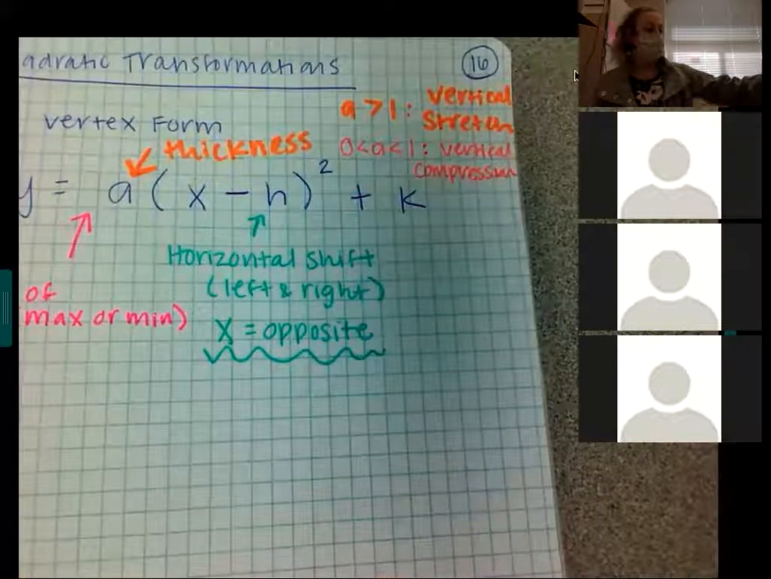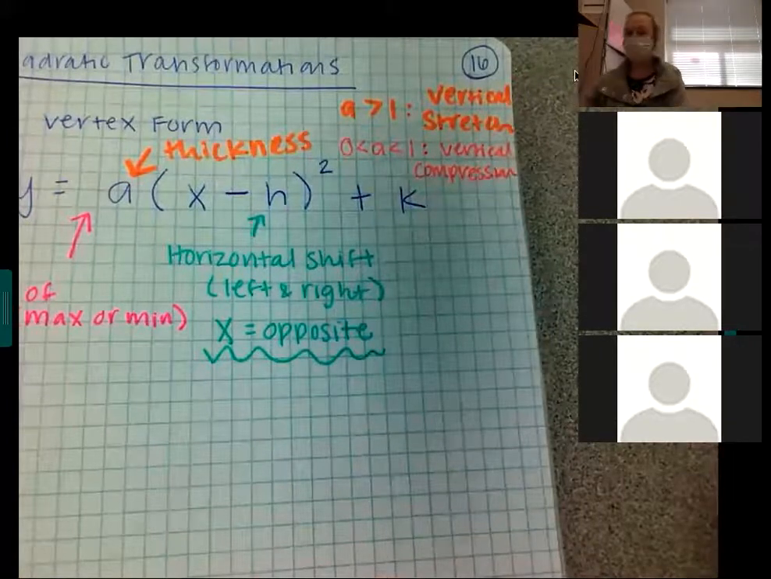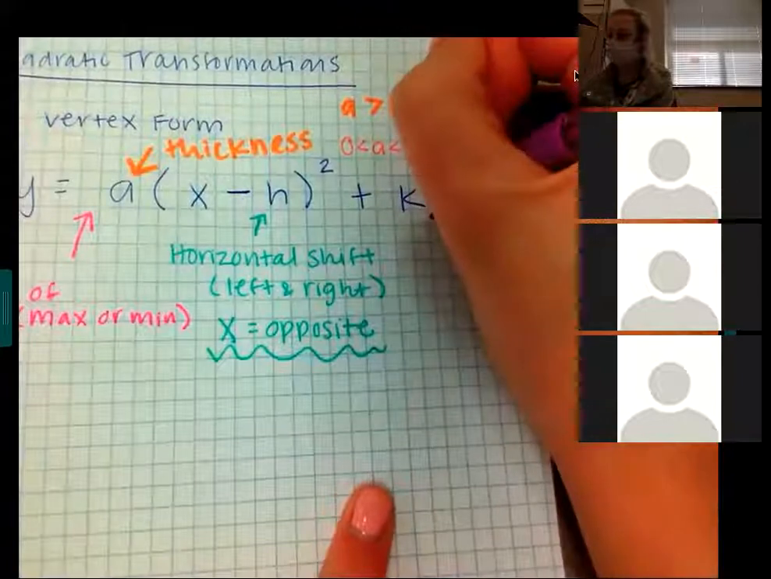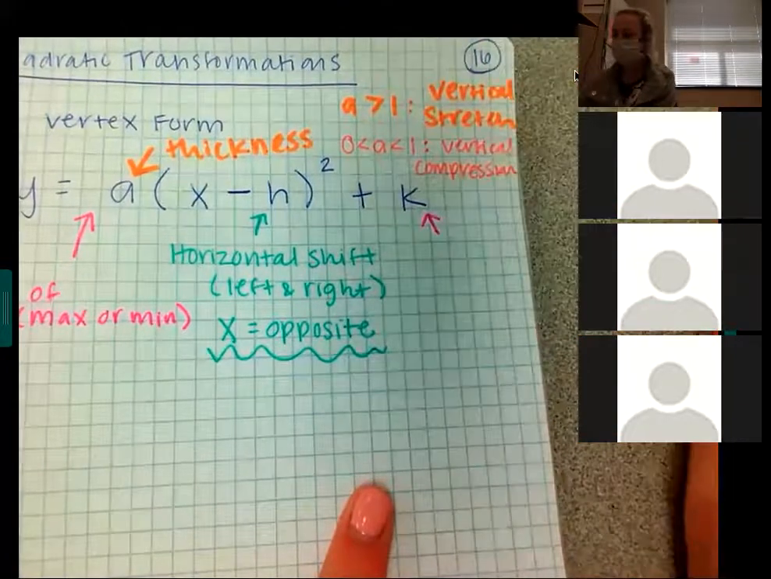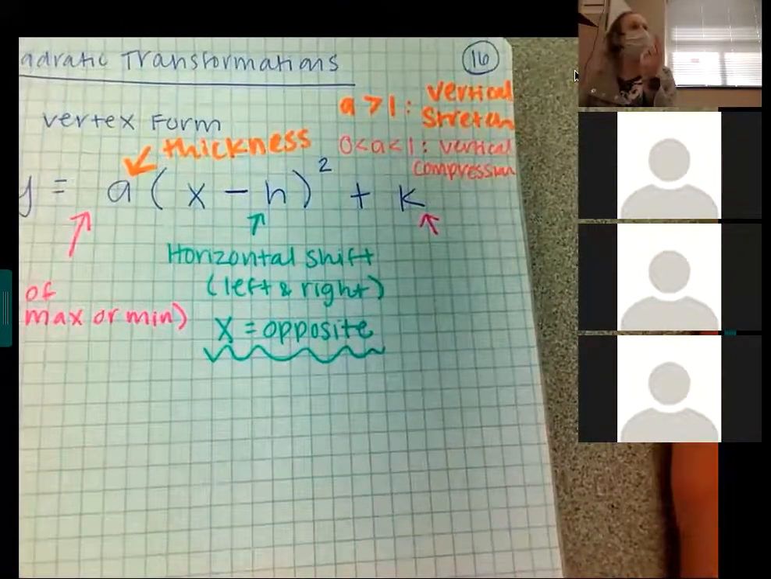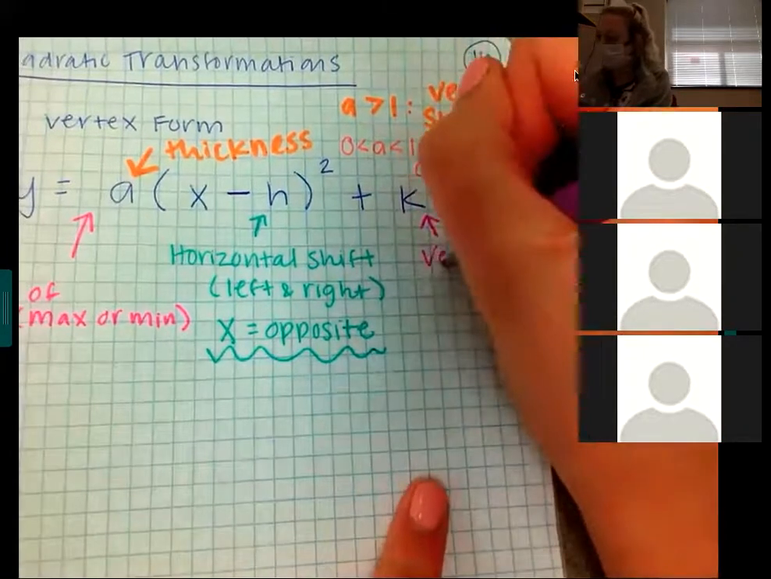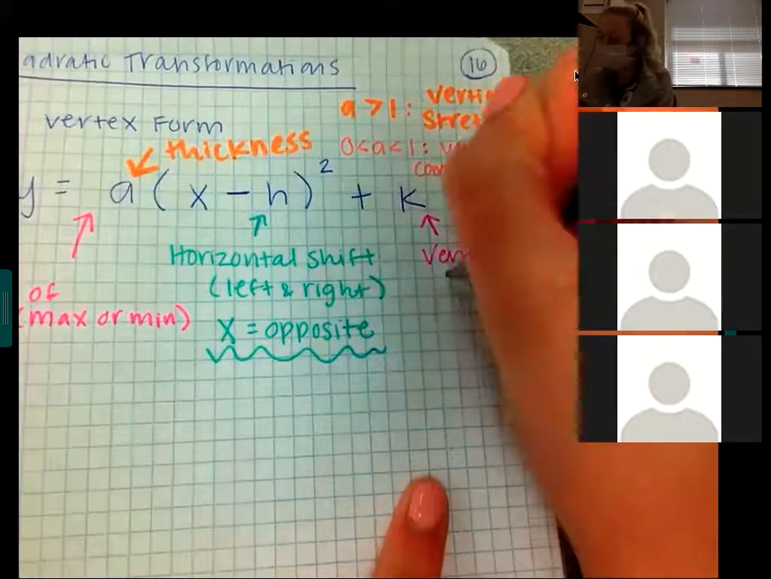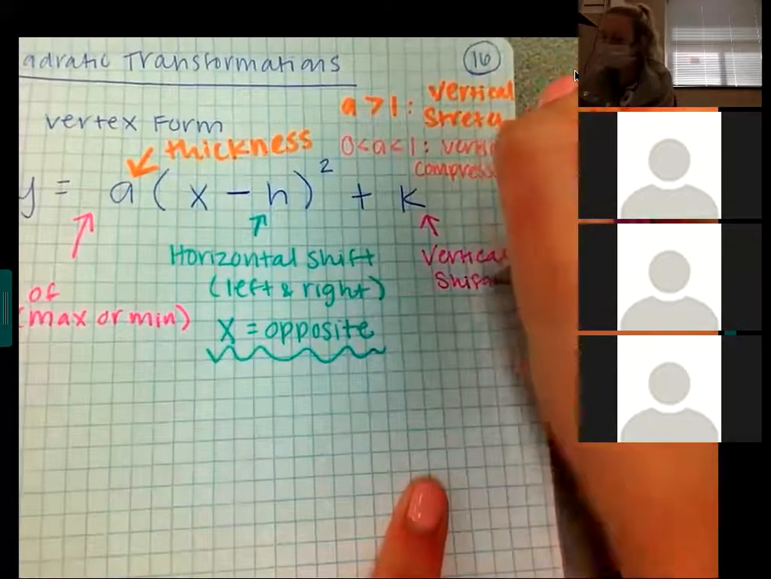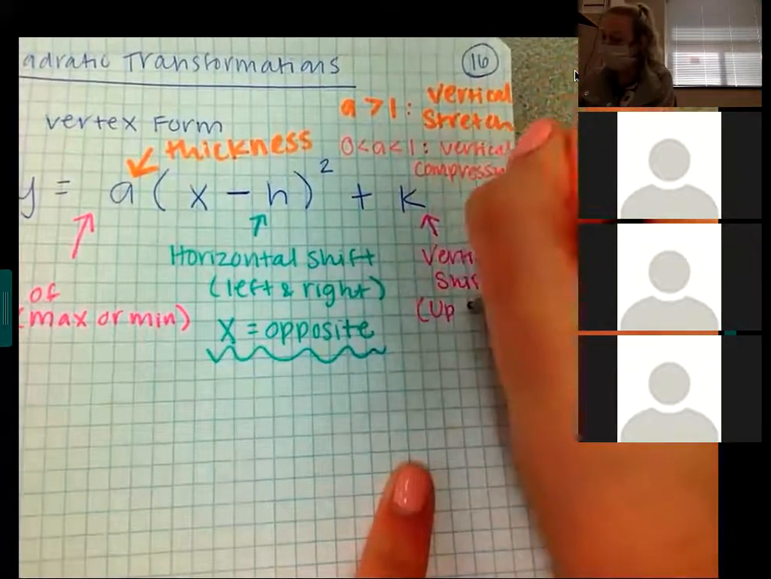All right, last but not least, what about this K back here? Who remembers what that did in Canvas? Good, up and down, which is called what? Not horizontal, but vertical. Very good. So this is your vertical shift. This will tell us how the parabola moves up or down.